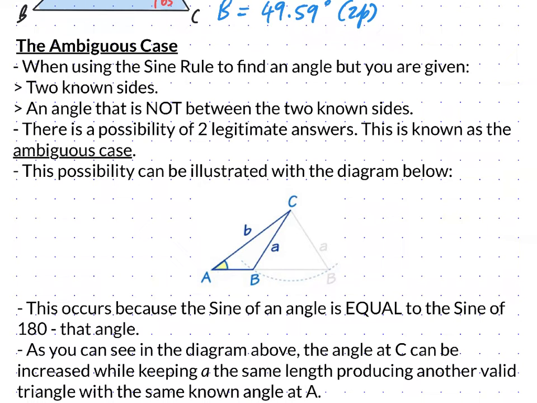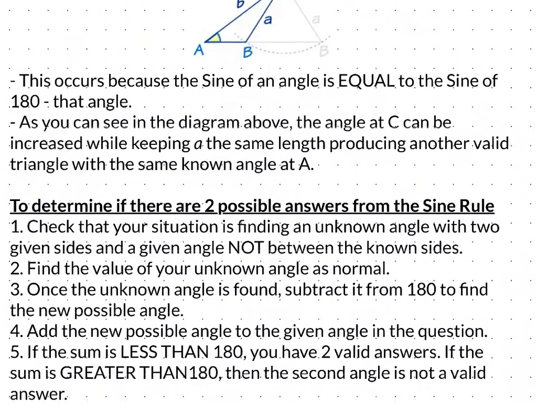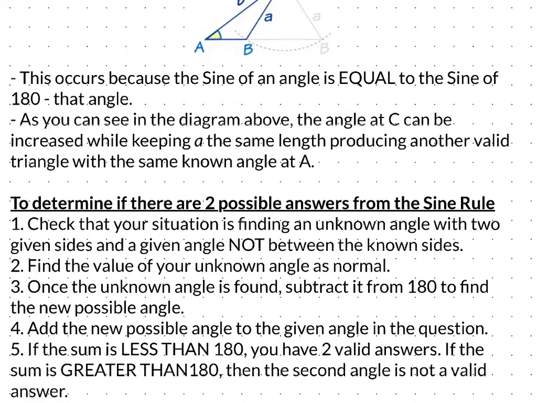So I've got two possible triangles that are going to have a side that is the length of B, the side that is the length of A, and an angle the size of this capital A here. There's two possible triangles that fit that criteria. Now the reason why this occurs is because the sine of an angle is equal to the sine of 180 degrees take that angle. They're exactly the same.